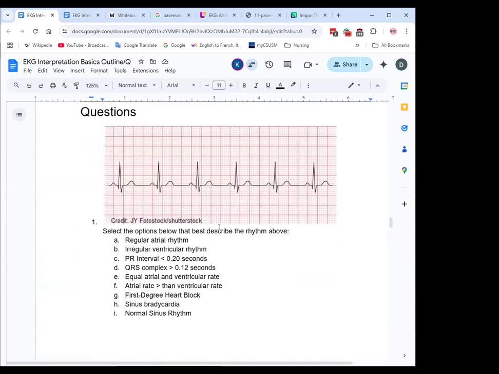All right, go ahead, Kaylin. So initially we just have a basic interpretation. As it goes down, we'll go into more specific stuff. But for question number one, it's just selecting options that you believe describe the rhythm above. You're going to determine, on your 6 second strip, is it regular? Looking at PR interval, your QRS, what kind of rhythm it is. I'm pretty sure you guys would be able to get this. Okay.